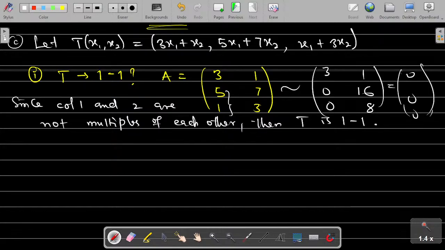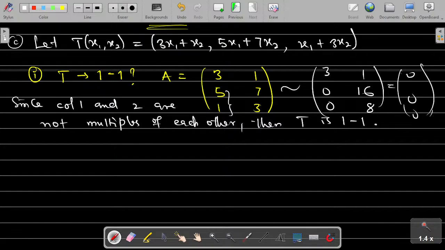8x2 equal to 0 will give you x2 as 0. 16x2 equal to 0 will still give you x2 as 0. And if you substitute here, you still get x1 to be 0. So all your entries, x1 and x2, will be 0 when you equate the equation to 0. That means your solution is trivial. All right, so they said that's another way to check for 1-to-1, and of course you are correct.